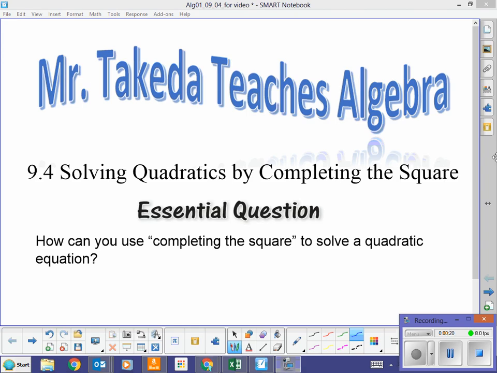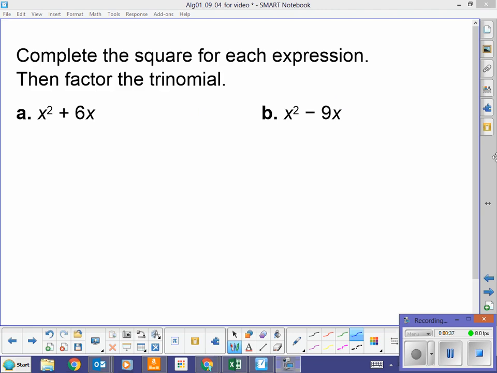Completing the square is a procedure that we use to help us solve quadratics. Okay, so this is what it is. I'm going to show you how to complete a square here.